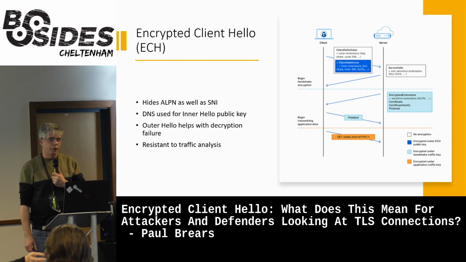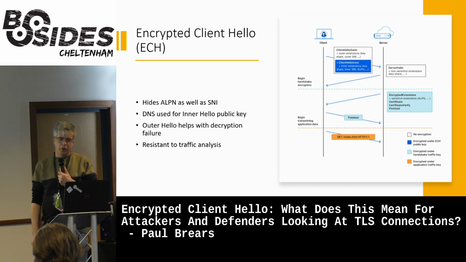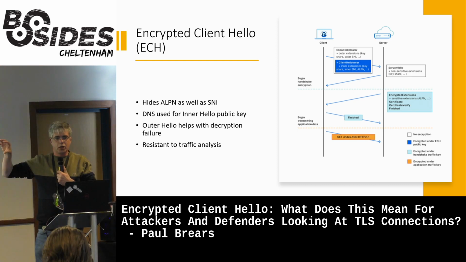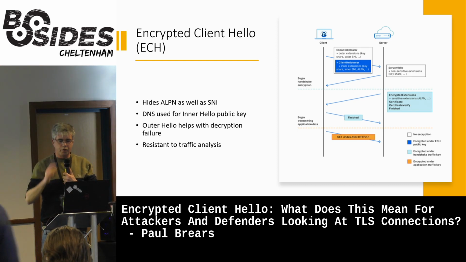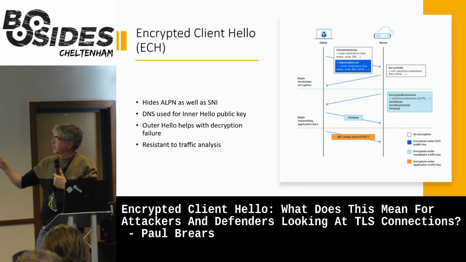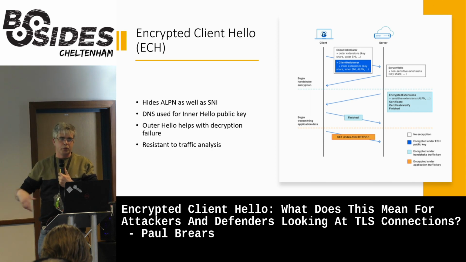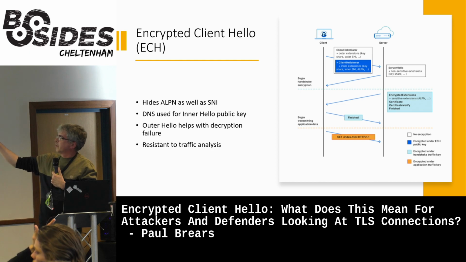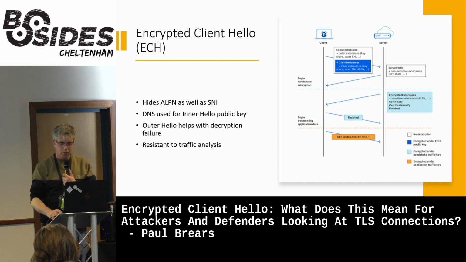So they came along with the idea of Encrypted Client Hello. This hides the whole of this hello message with an inner hello with the real information. So you've got an outer hello wrapping it, and then the inner hello tucked inside. And we'll talk about how that works in a minute. The key is it's not just hiding the SNI, it's also hiding things like ALPN, which tells you what protocol you're using, HTTP/2, HTTP/1.1, and other things. And the outer hello helps with decryption failure, so again, trying to make it more resilient to network appliances and things.